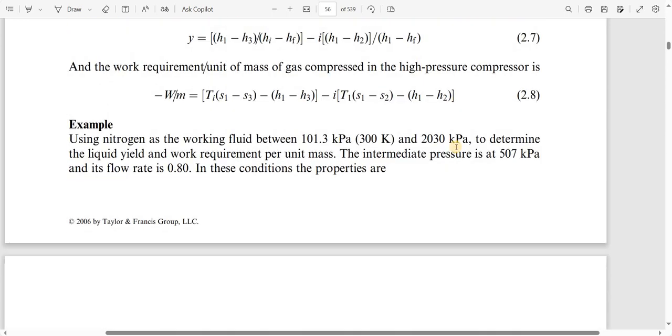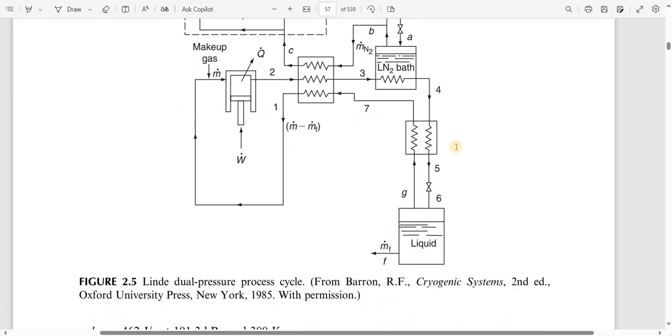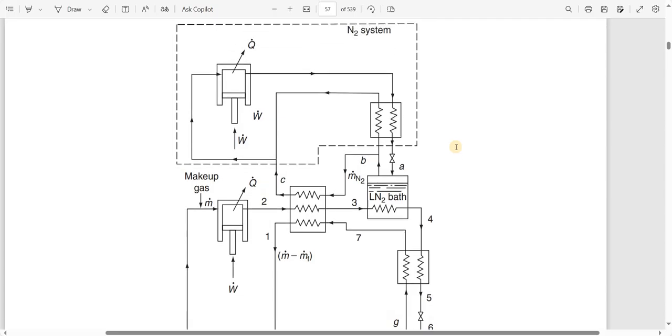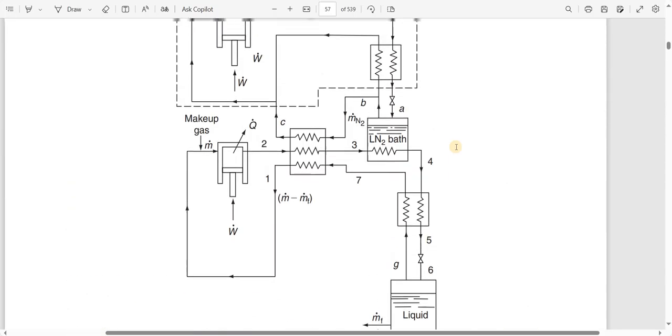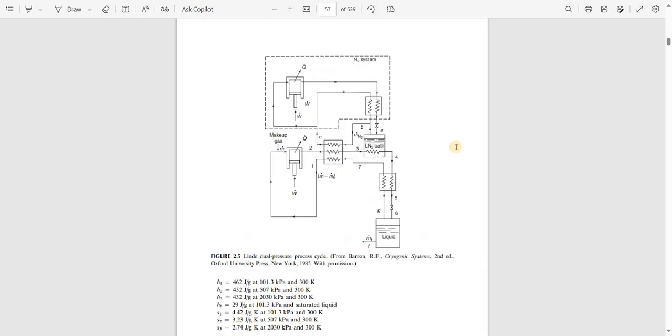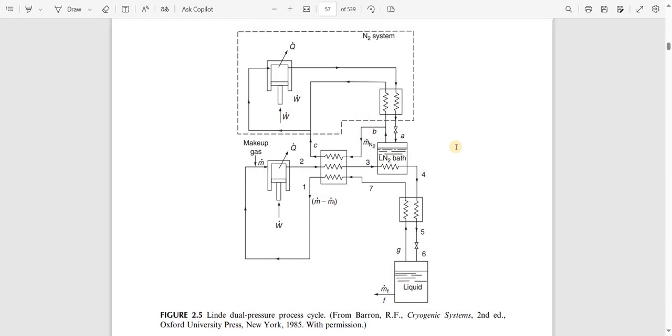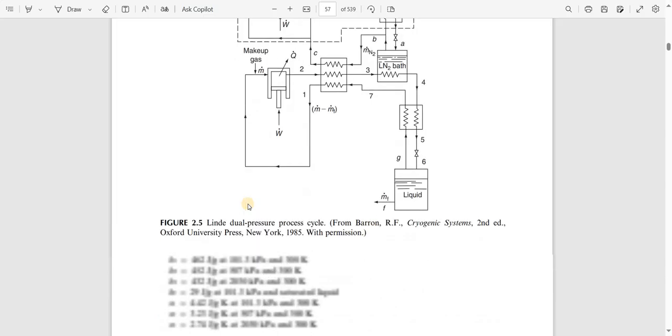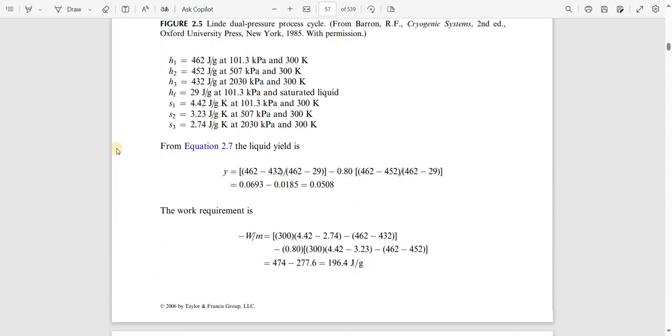The yield is like this. So this is a figure. You can have a look by pausing the video. Look at this, from where the main air goes, this is I think the first part, and from here the heat exchanger, there are three heat exchangers. So yeah, Linde dual pressure process is like this.